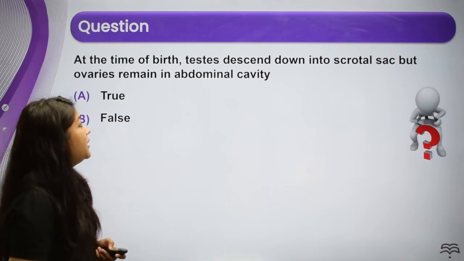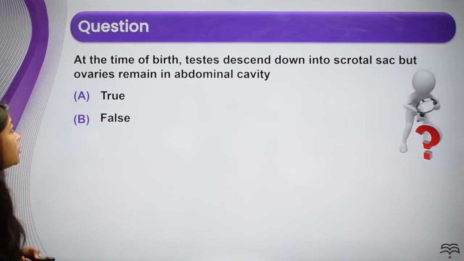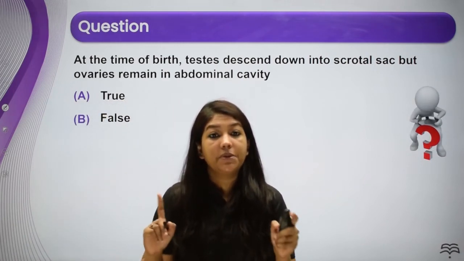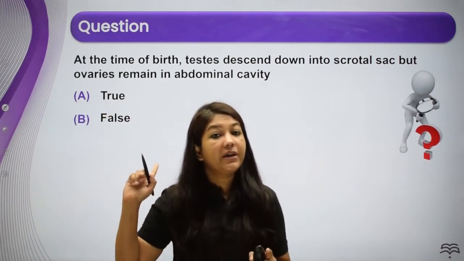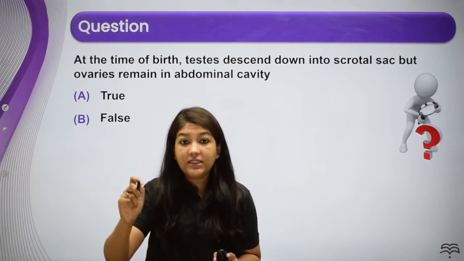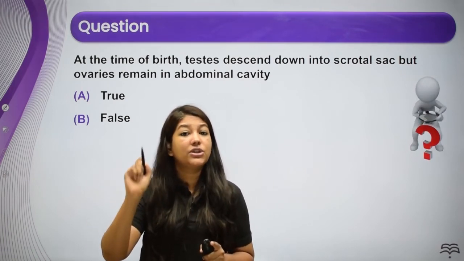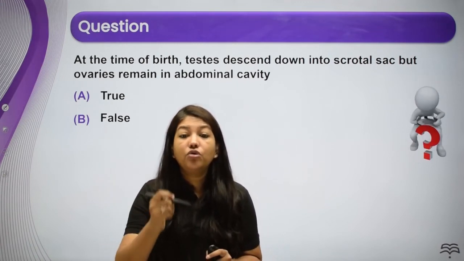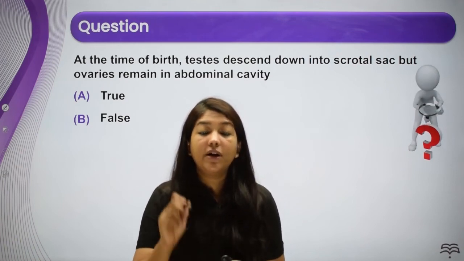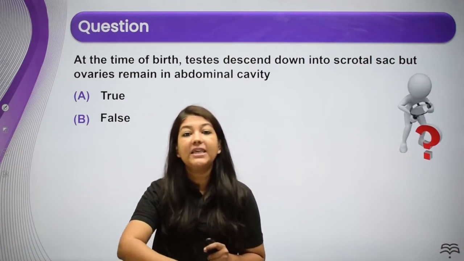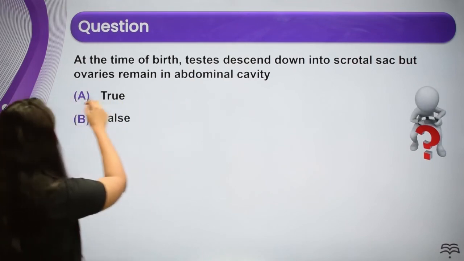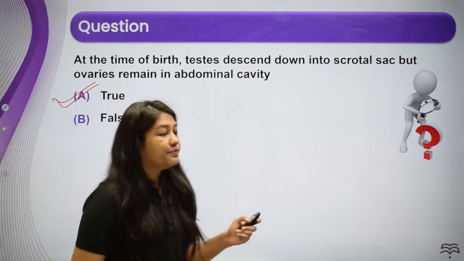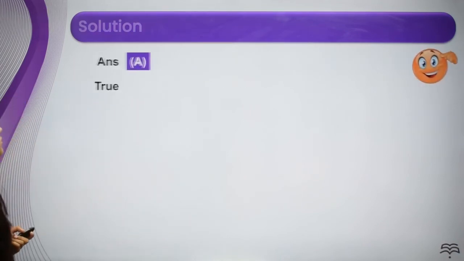Now moving on to the next question. At the time of birth, testes descend down into the scrotal sac, but ovaries they remain in the abdominal cavity. जब हमने development की बात करी थी मैंने वहाँ पे ये चीज़ बताई थी, right. टेस्टिस का location क्या होता है? Extra abdominal होता है, वो descend कर जाती हैं. All right, and they are going to move into the scrotal sac, but ovaries they stay in the abdominal cavity. तो ये statement बिल्कुल सही है. What is going to be the answer? The answer is going to be true.